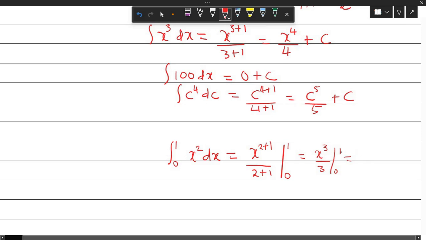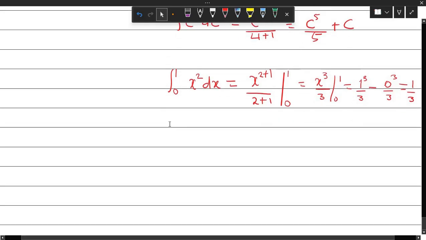So where there is x, we substitute 1. So it will be 1 to the power 3 over 3 minus, where there is x, we put 0, the lower limit. 0 to the power 3 over 3. So this will result in 1 over 3. That is our answer. Okay, so let's do another example.